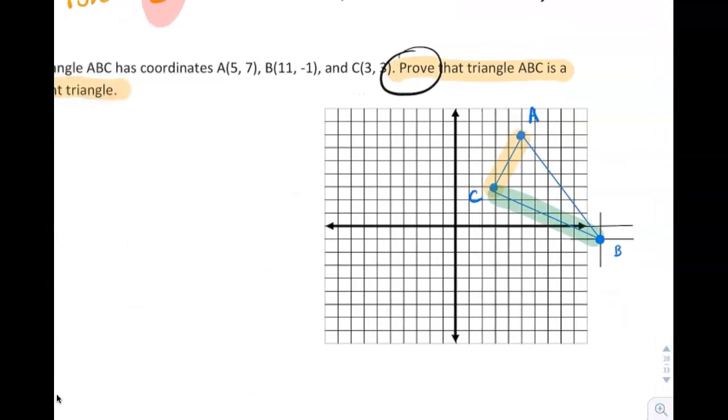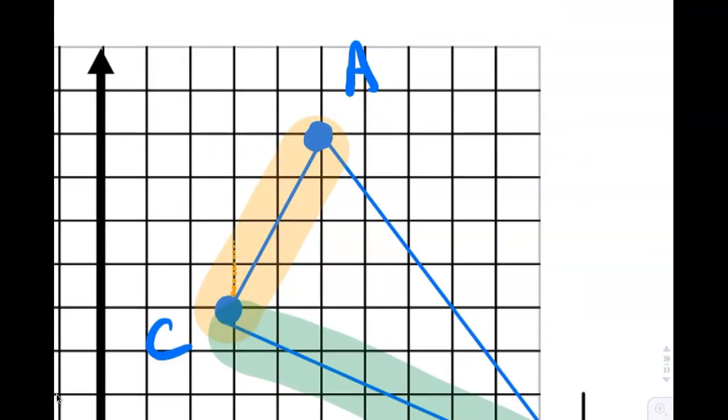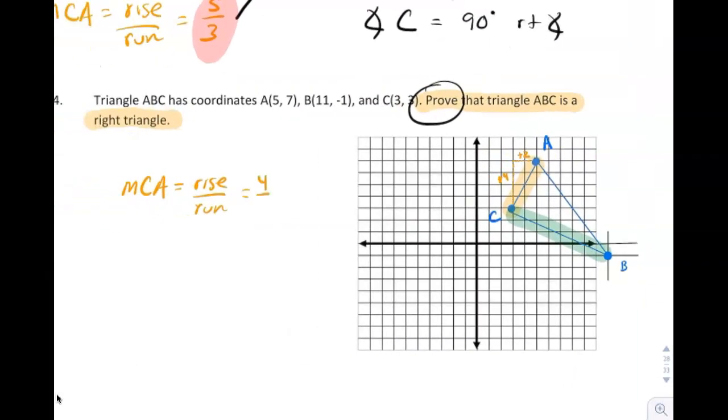So let's find, color-coded again, let's find the slope of CA, which we know is rise over run. Let's see, we're going to go up 1, 2, 3, 4, and to the right 2. So that slope is 4 over 2, which reduces to 2 over 1, or just 2. But I like fractions, so I'm just going to leave it 2 over 1, because it'll be easier to compare in a minute.